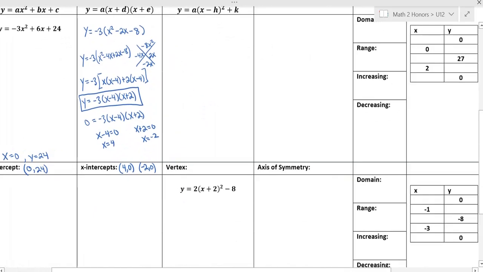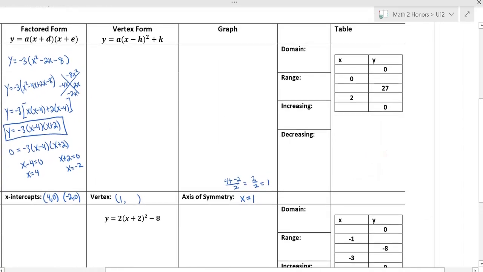If you have your two x-intercepts, you can find the middle, the axis of symmetry, by averaging those two values. So my axis of symmetry is going to be, if I take 4 plus a negative 2 divided by 2, that's how you average, I'm going to end up with 1. So x equals 1 is the axis of symmetry, or the middle. The vertex will have the same x value as your axis of symmetry. And I'm going to go a bit further here.